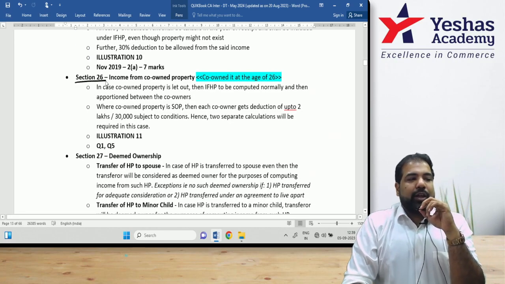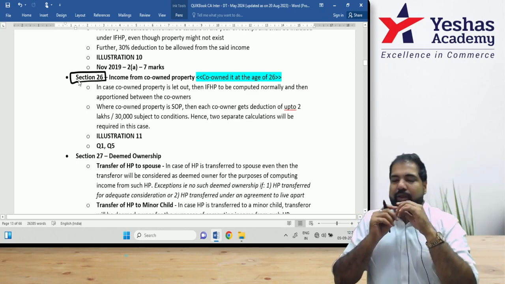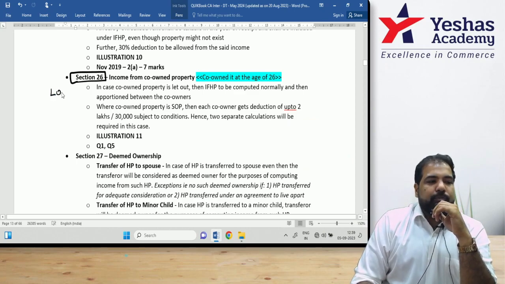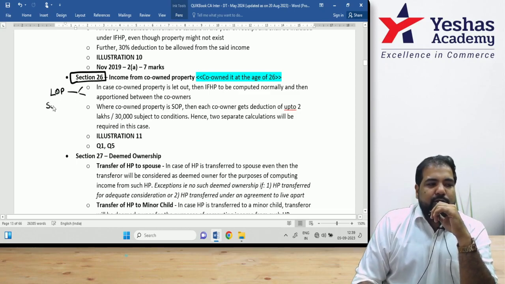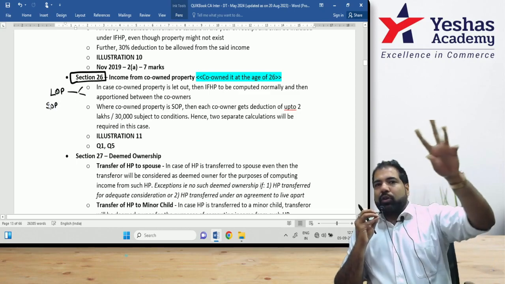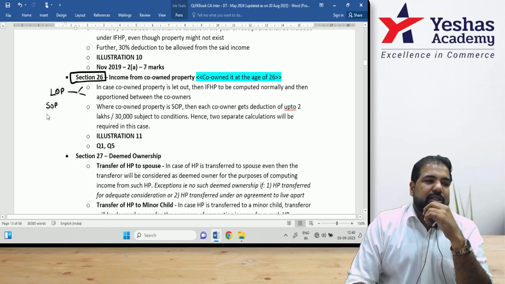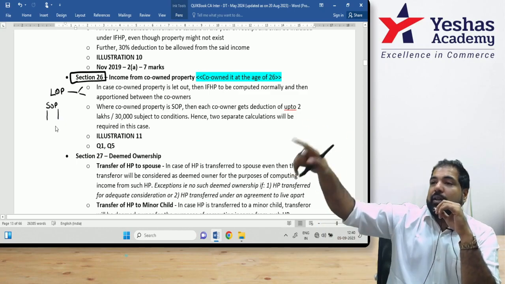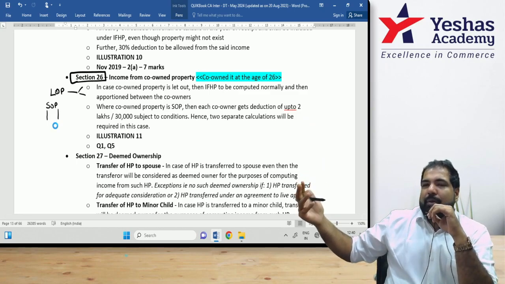26, guys, because that's co-ownership. When you co-own a property, remember co-ownership, guys? Yes. If it's LOP, you will do the same calculation, guys. In the end, what will you do, guys? Split. But if it's SOP, guys, can a husband and wife own a property together? Can they pay EMI together? And, guys, they will each get a benefit of how much, guys? 2 lakh or 30,000, because it is per person. So if there are 3 co-owners, 6 lakh, maybe 4.